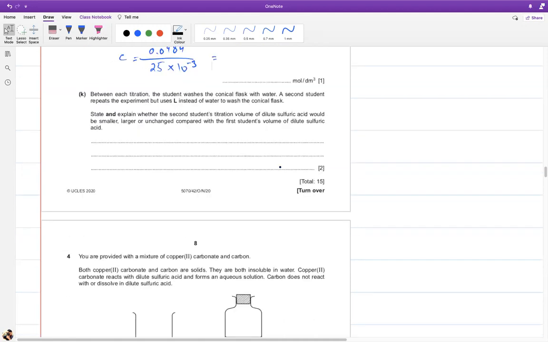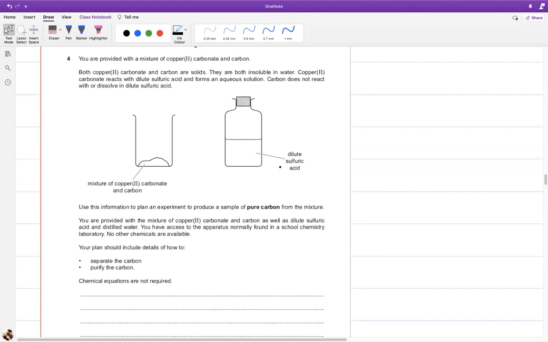All right. You are provided with a mixture of copper 2 carbonate and carbon. Okay. Carbon, what's the color of carbon? Does anybody know? Black. Black, very good. And will copper 2 carbonate be white or will it be colorful? You're not required to know the color. So colored.